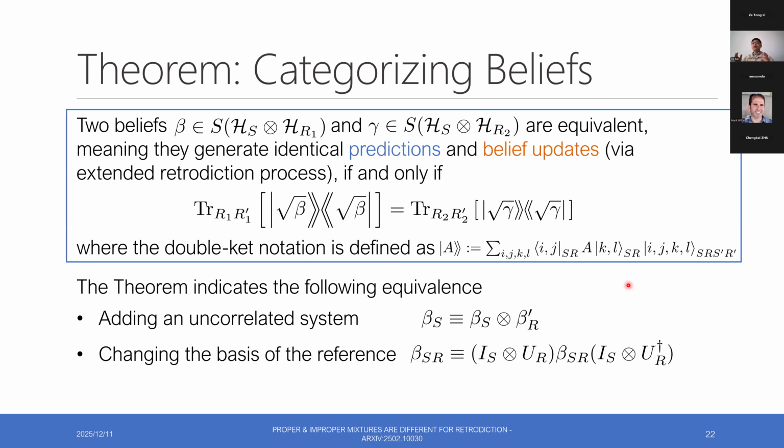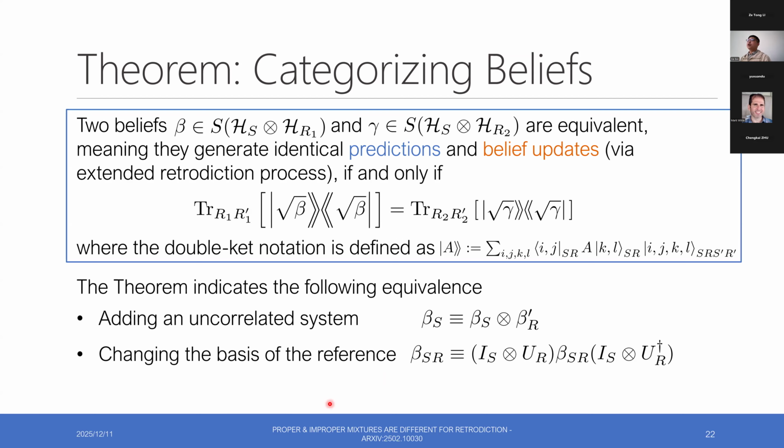So we have mentioned that there are many different kinds of quantum beliefs. So how do we compare them? We have a theorem that says two beliefs are equivalent if and only if such an equation is true. Well, this is a general case. Maybe it's easier to consider some special cases. For example, this theorem actually indicates that if we add another uncorrelated system to our initial belief, then it's just the same as not adding that, because an uncorrelated system should not affect our retrodiction or our knowledge.